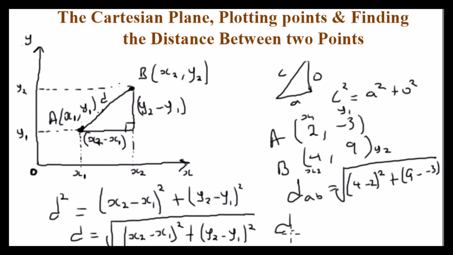Okay, so distance between A, B would be equal to 4 minus 2, that's 2 squared, plus 9 plus 3, that is 12 squared. And 2 squared is 4. 12 squared is 144. And then we have our distance should be equal to 4 plus 144, that's square root of 148. So I hope this is quite clear. This is how we first of all plot points on a Cartesian plane, and also find the distance between these 2 points that have been plotted.